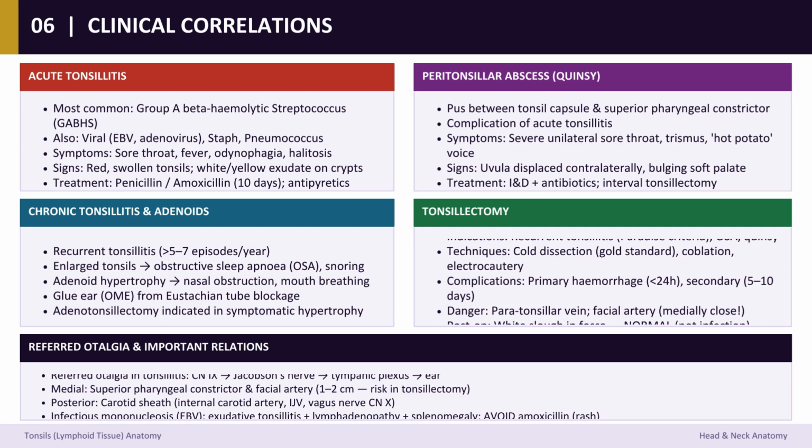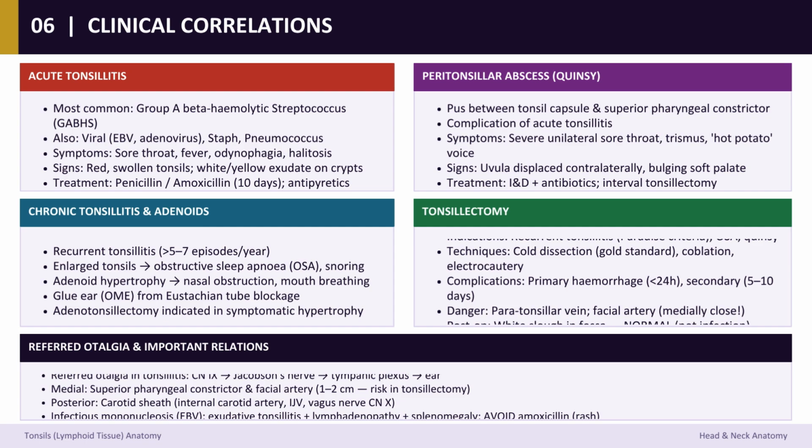What is referred otalgia and relations? Referred otalgia, as we taught in the previous slide, is mainly caused by cranial nerve 9, the glossopharyngeal nerve, through the Jacobson nerve and the tympanic plexus to the ear. Medially, superior pharyngeal constrictor and facial artery, 1 to 2 centimeters. Posterior, carotid sheath: internal carotid artery, internal jugular vein, and cranial nerve 10, the vagus nerve.